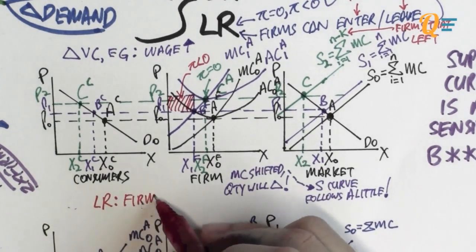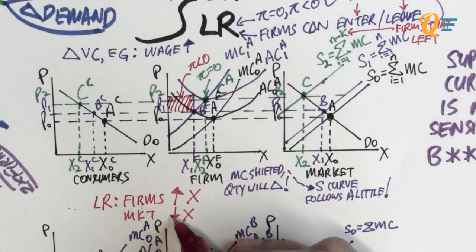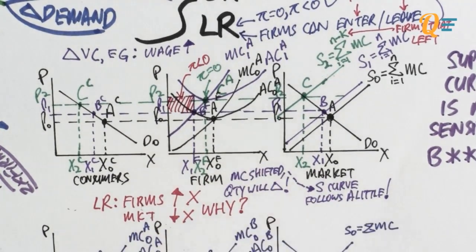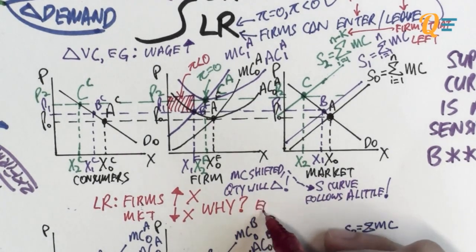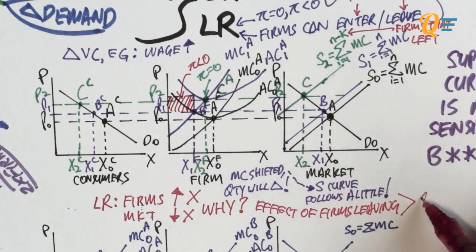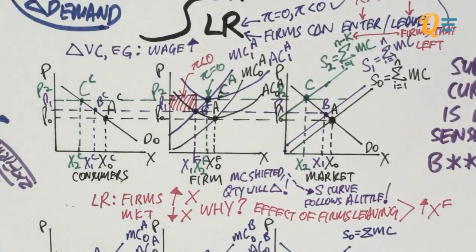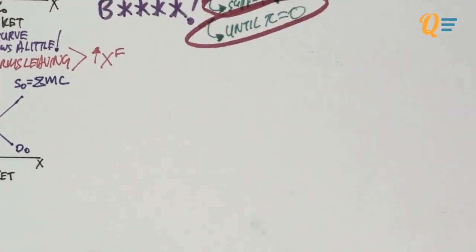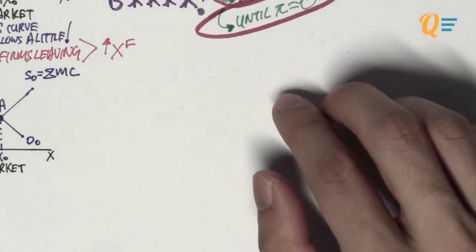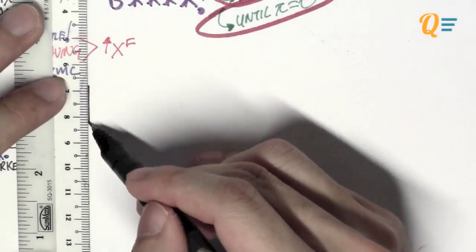In the long run, we notice that the firms are increasing their production of X, but the market equilibrium quantity has fallen. Why is this so? If the firms are producing more, shouldn't the market consume more? Well, that's because the effect of the firms leaving the industry is dominating the overall quantity of X produced. So that is a simple reason for this contradicting direction of change.